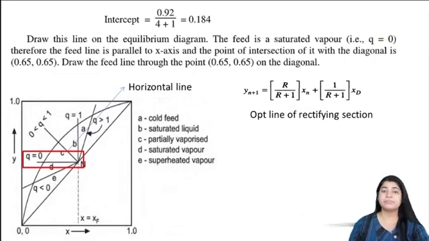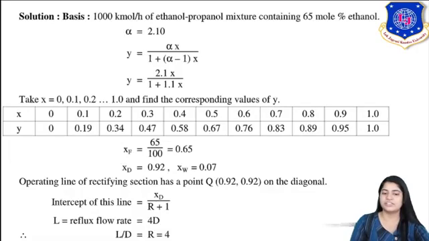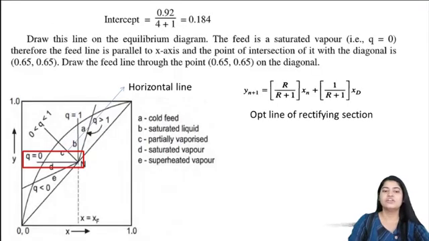Feed is saturated vapor, which means q equal to 0. Here you can see from the feed condition where the red block is given, q equal to 0 means saturated vapor. It means the feed line would be horizontal, parallel to the x-axis. The point of its intersection with the diagonal is 0.65, point N in this diagram. That is the intersection of the feed line and your diagonal. The feed condition is given as 0.65, XF, so locate the point 0.65 on the diagonal.